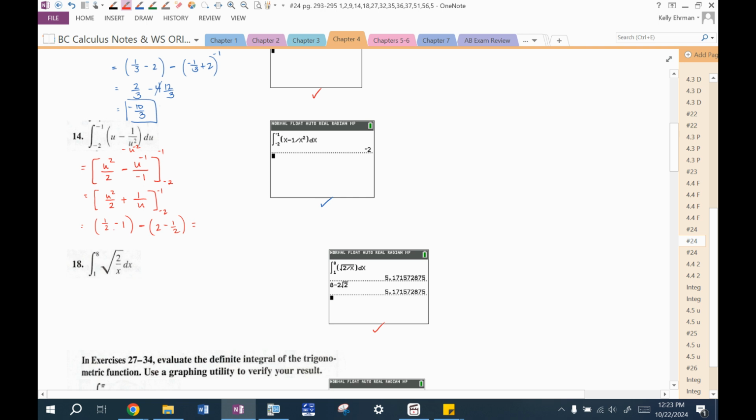So again, I'm going to do like terms. 1/2 plus 1/2 is 1. Negative 1 minus 2 is negative 3. So I'm getting negative 2. And if I check this on my calculator, I also got a result of negative 2.